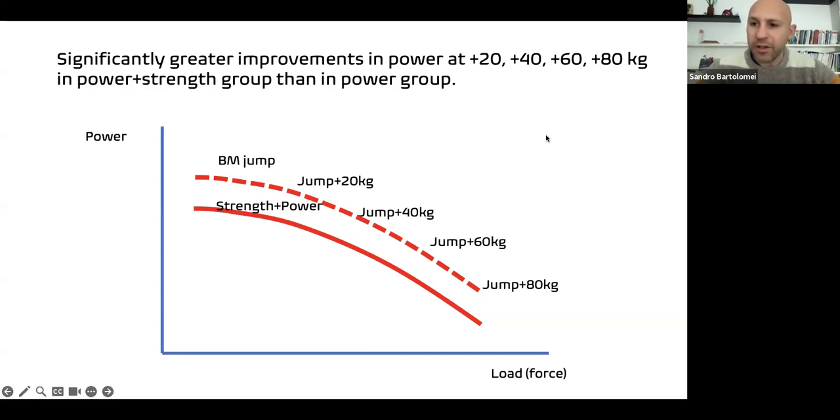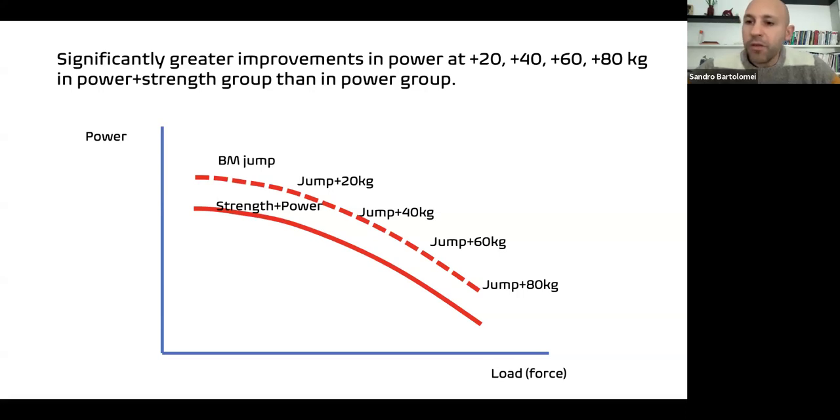So did you understand the differences? By using high intensity resistance exercise, squat, in addition to body mass jumps, they obtained improvements in jumps with additional load. So the body mass plus 20 kilos, 40 kilos, while the group that performed only jumps at body mass without high intensity squat improved only at body mass.